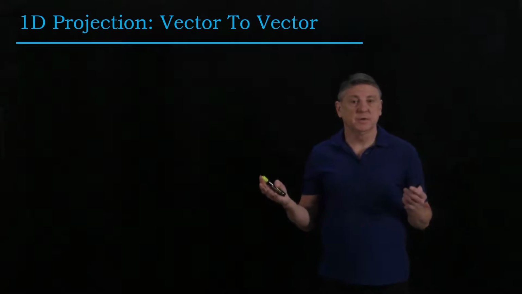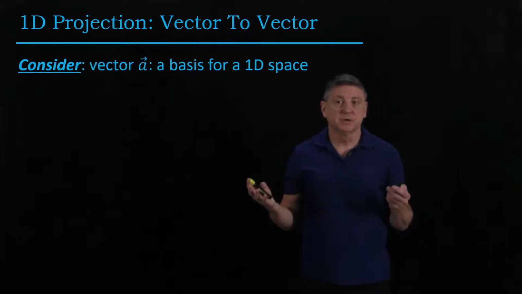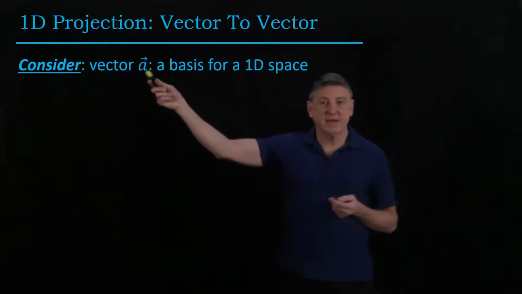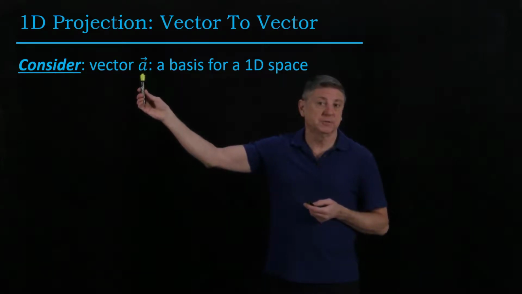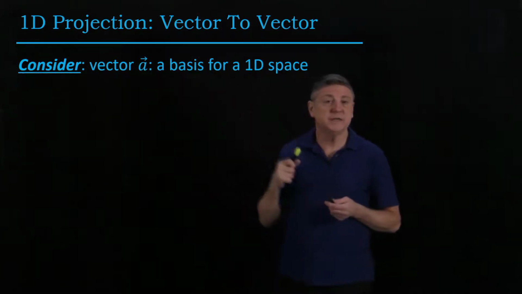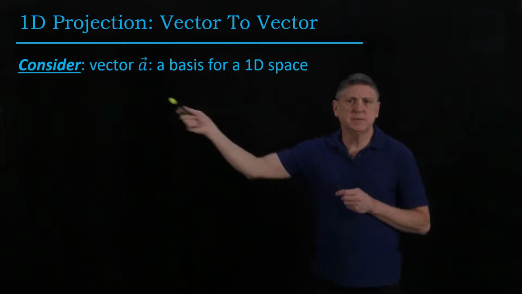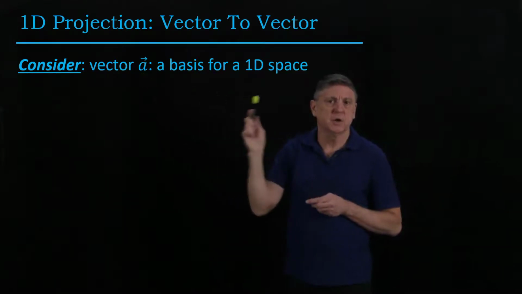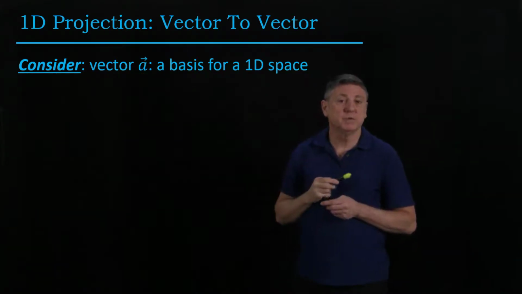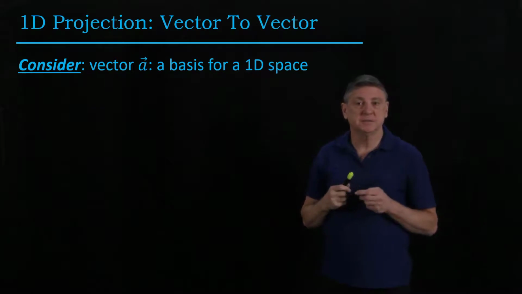This starts in one dimension, which is suppose that we're given a vector A. So if we're given any non-zero vector, it's a basis for a 1D space, and here it doesn't really matter how many entries A has. What matters is that there's only one vector that's in this space.